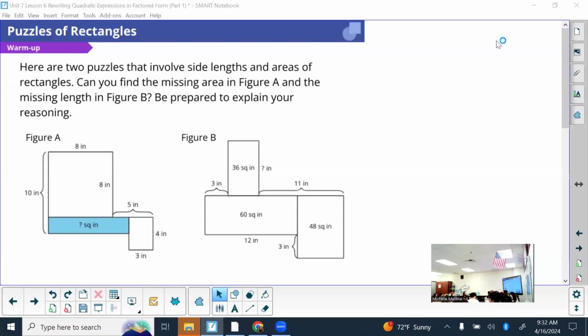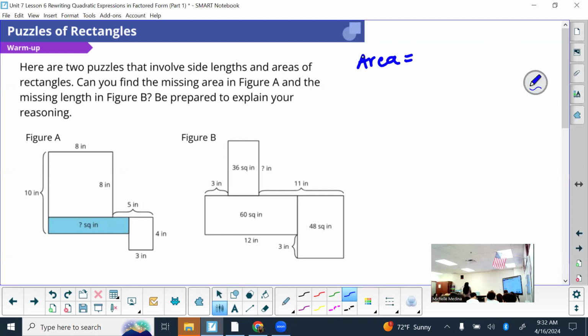Okay, so we're looking for the missing area and the missing side length. So how do you find the area of a rectangle? Base times height or length times width, same difference. So you need the dimensions of your rectangle in order to find the area of it. Notice they're not labeled here, but they give you a bunch of other information that you can hopefully use to figure it out. Anyone have the base of the rectangle?